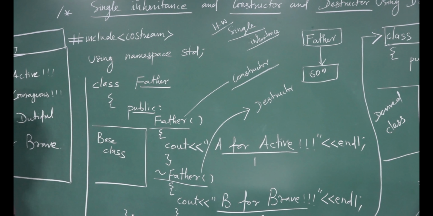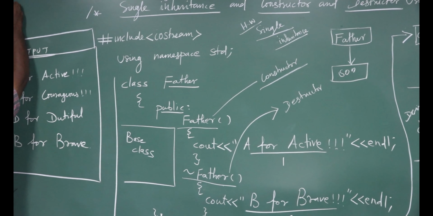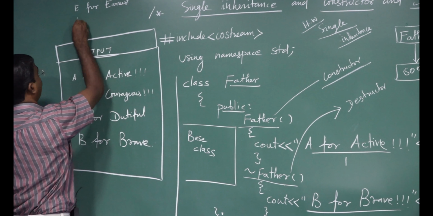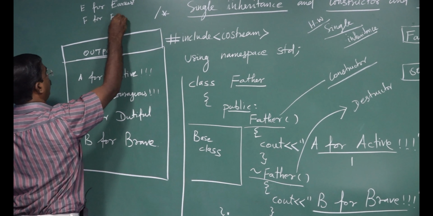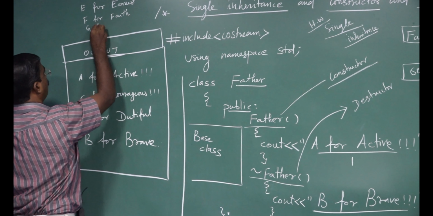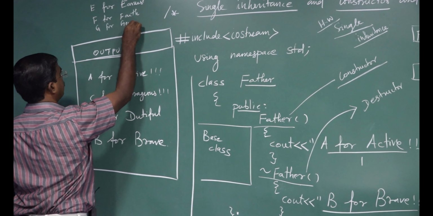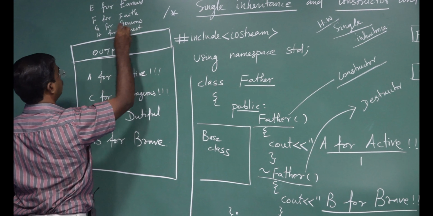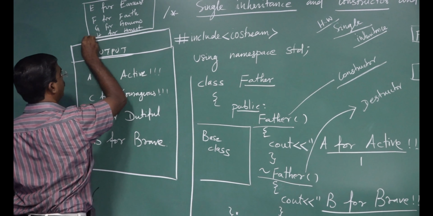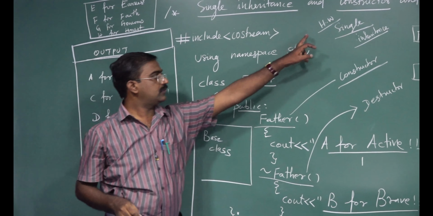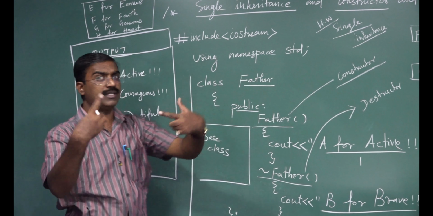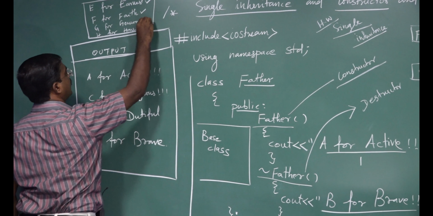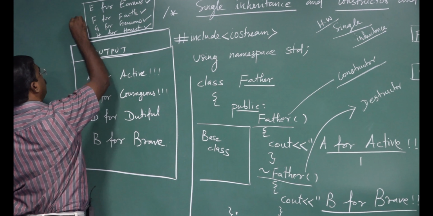I will tell the statement. The statement is what? E for earnest, and then F for faith, G for generous, and then H for honest. These four statements we want to see as an output. Homework, single inheritance, we want to see an output. E for earnest, F for faith, G for generous, and then H for honest.